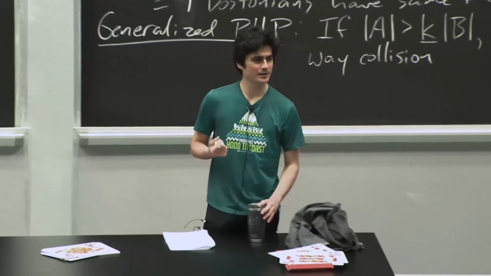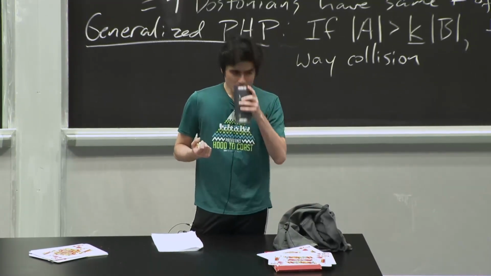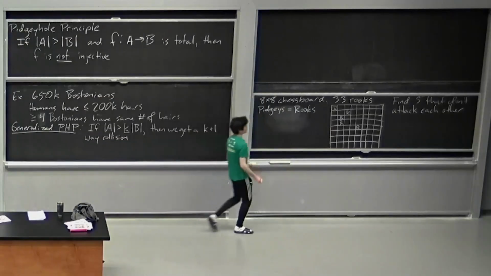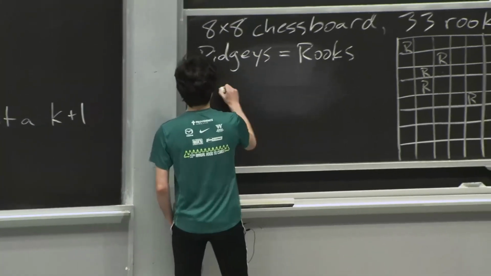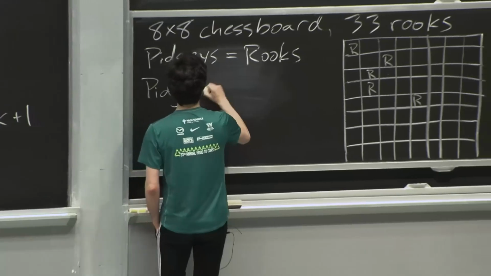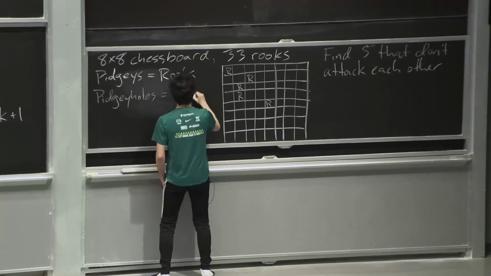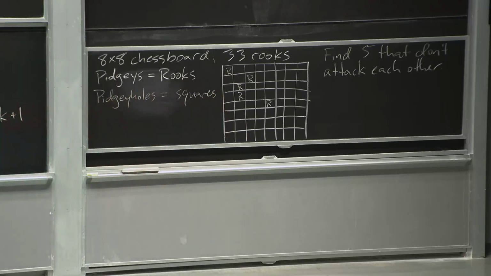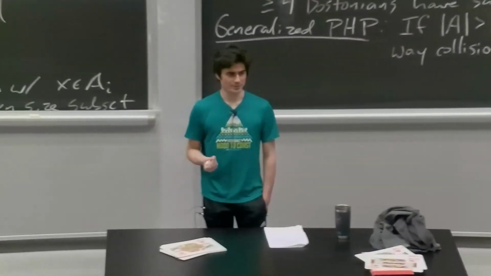Yeah? Well, I'm guessing since the rooks are being placed on the board, then the pigeonholes should be the squares that are on the chessboard. Yeah, so we're placing these rooks on the chessboard, so let's make the pigeonholes the squares of the chessboard. Okay, so you are off to a good start. That's a good idea. The problem right now is that we've got fewer rooks than squares on the chessboard.